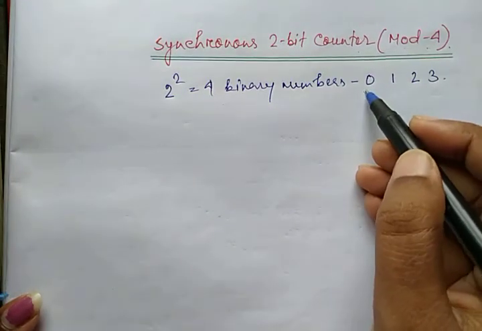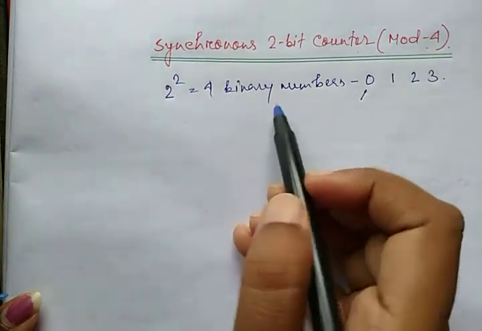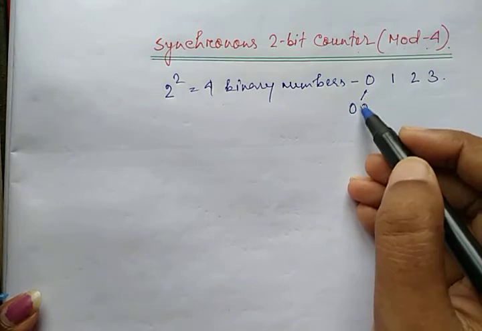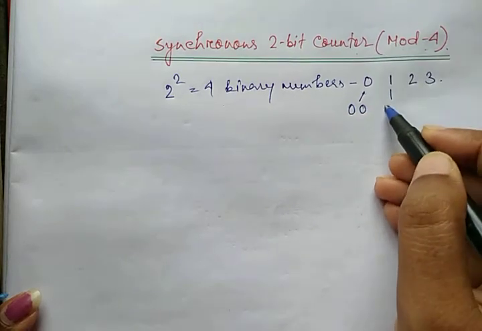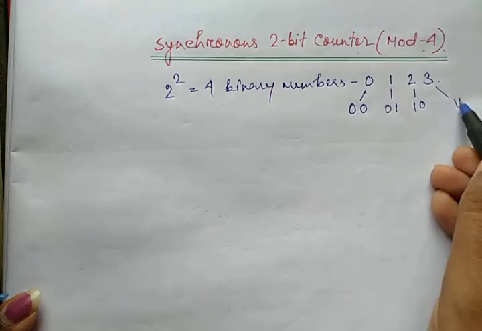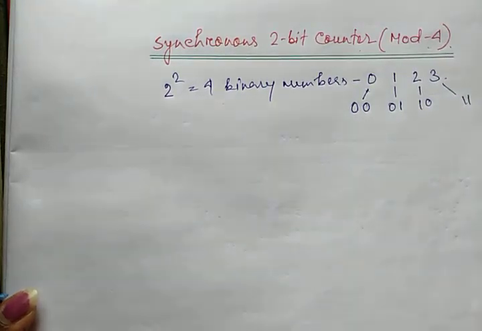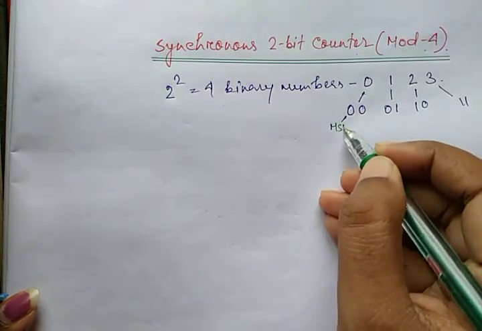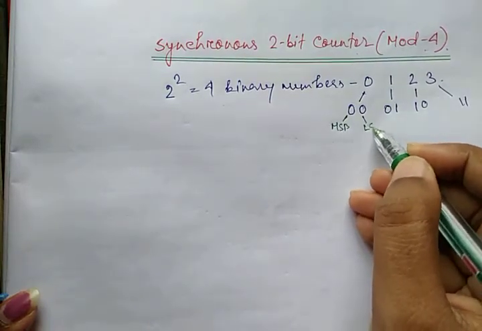As this is a 2-bit number, 0 means our binary number is 00, 1 means 01, 2 means 10, 3 means 11. Here the first bit is, as we know, the MSB and the other is the LSB.